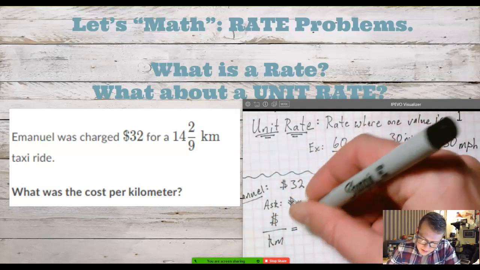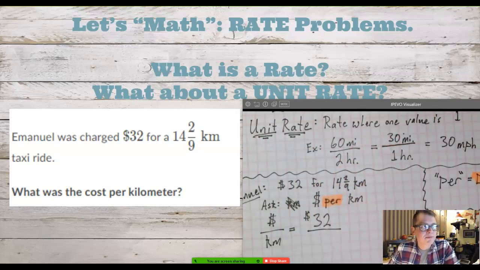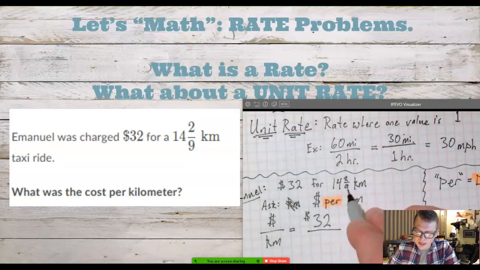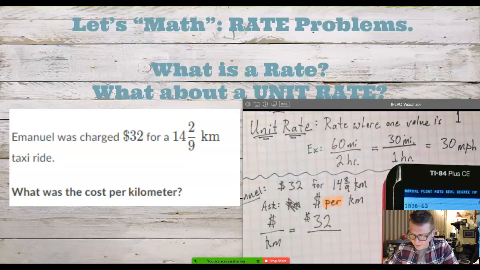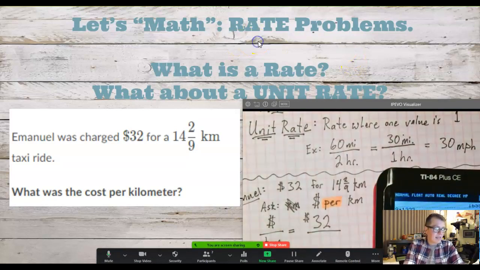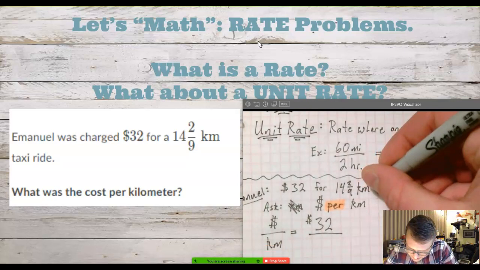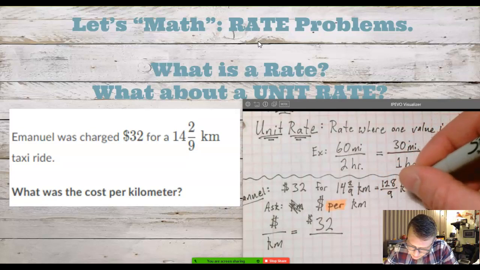So $32 divided by, well, no, crap, 14 2/9. If you know how to type that in your calculator, good for you. I don't really, so I'm going to need to make it like an improper fraction, actually. So I'm going to make an improper fraction and say, okay, 14 times 9, add the 2 in the numerator. So 128. This is actually 128 ninths if we want to make it improper.